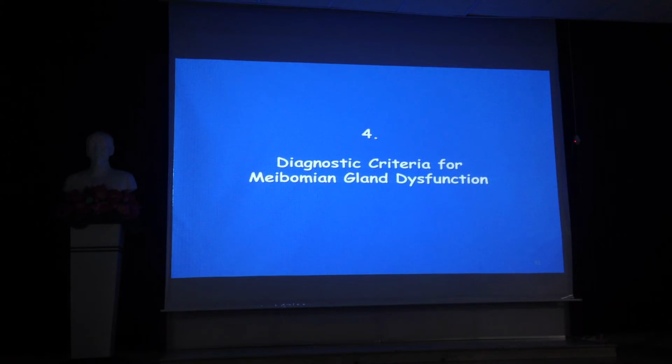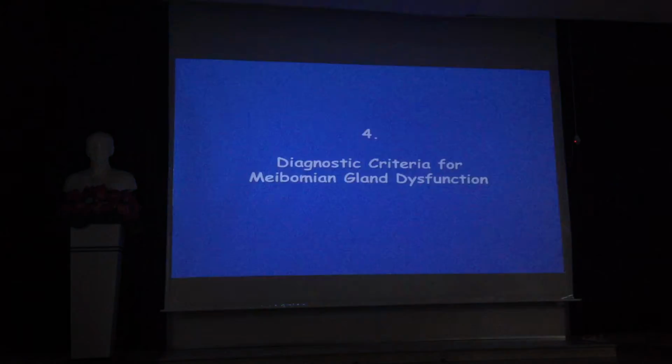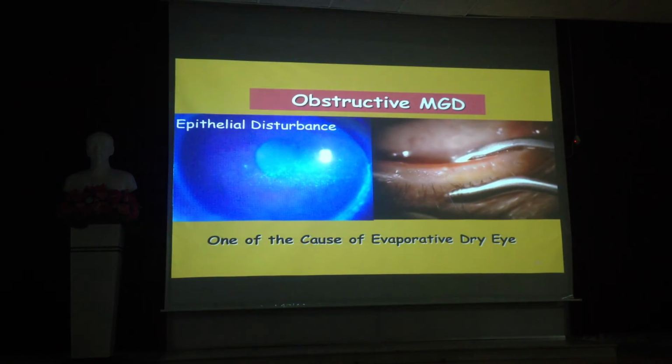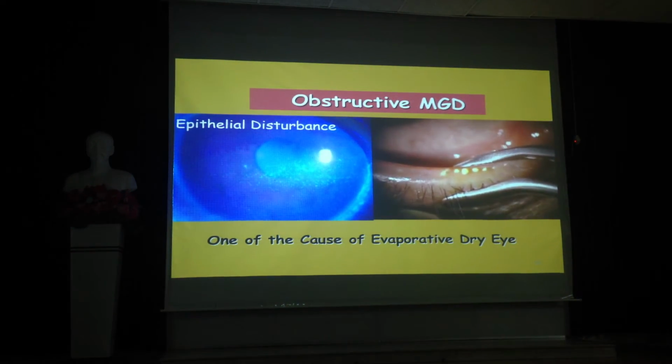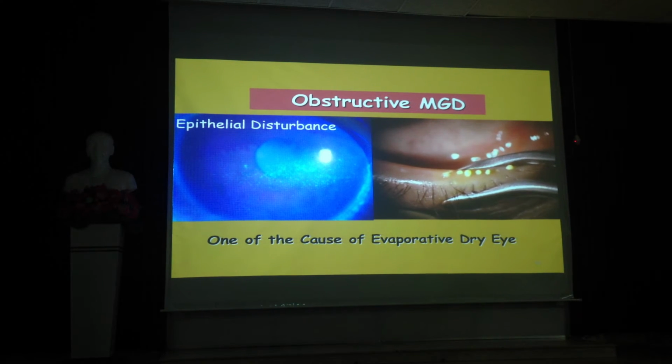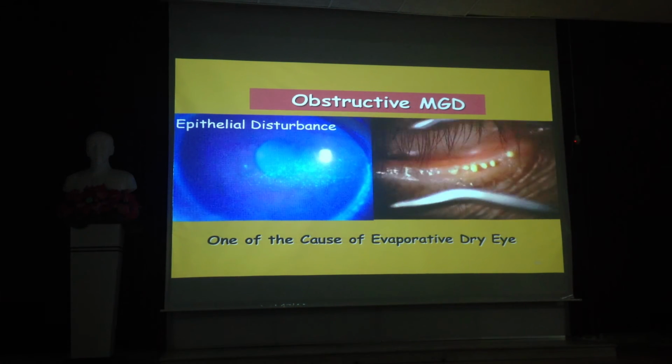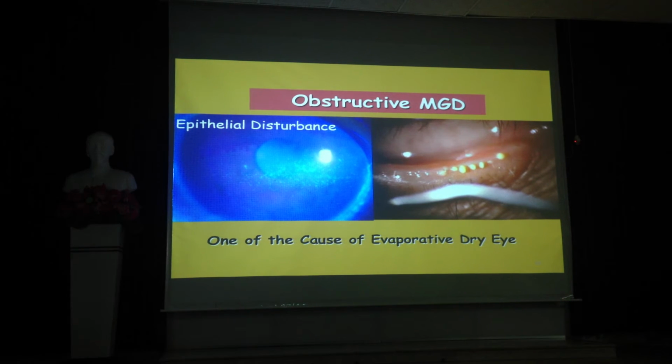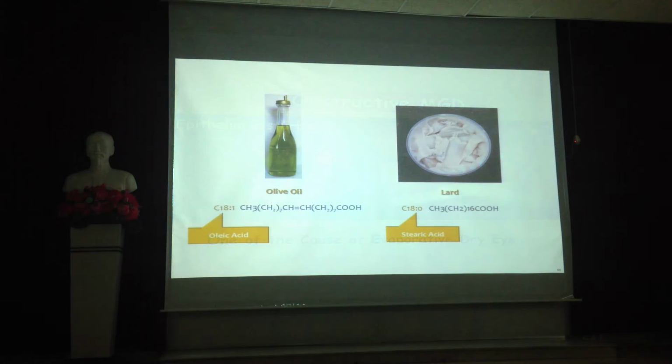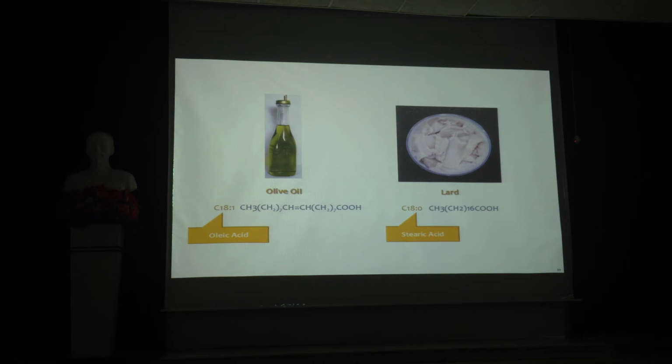So what is the diagnostic criteria for meibomian gland dysfunction? Well, most of the time, at least in Japanese elderly patients, they develop obstructive MGD. So obstructive MGD makes the evaporative dry eye, and this is the typical feature of the SPK caused by the obstructive MGD. This is one of the causes of the evaporative dry eye, and so this is the kind of alteration of the meibomian gland.